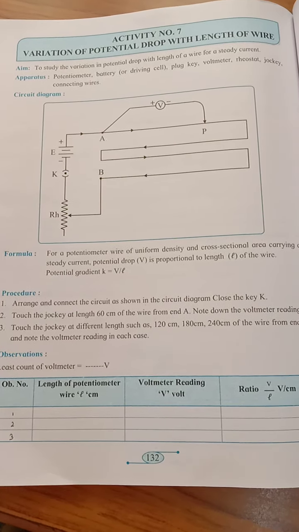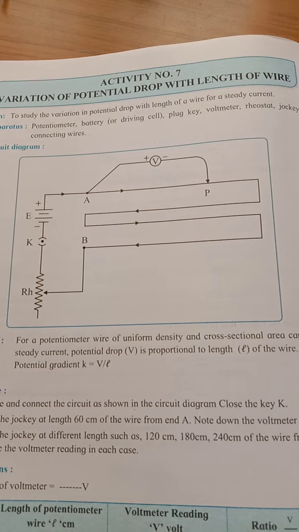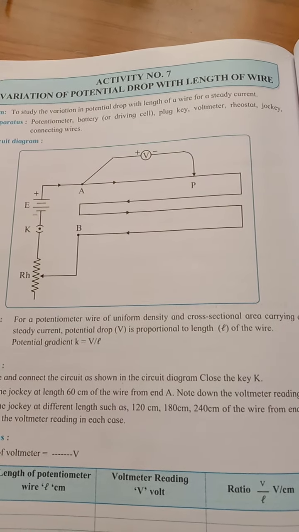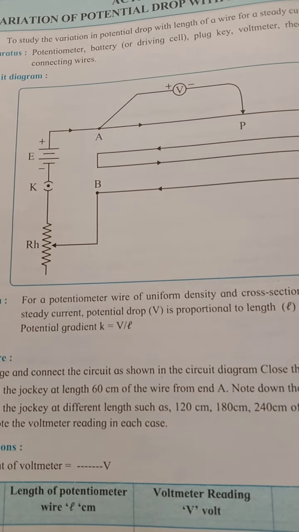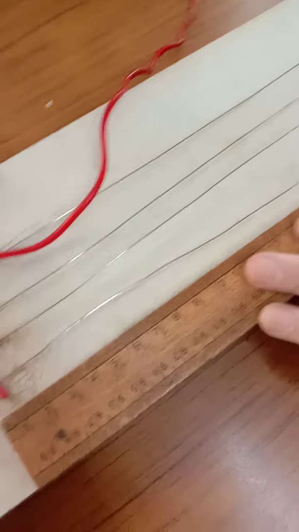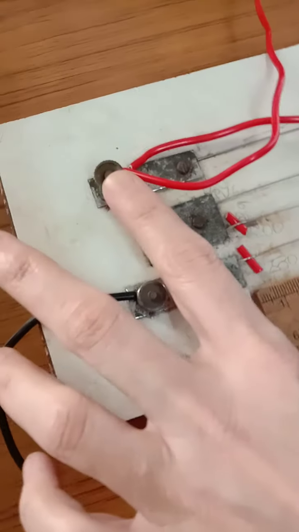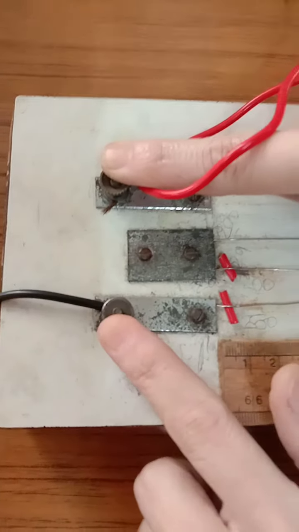This one is activity number 7, variation of potential drop with the length of the wire. Look at the circuit diagram. So we are going to connect the circuit diagram like this. We have the potentiometer. This long one is a potentiometer wire. See the terminals A and B over here.